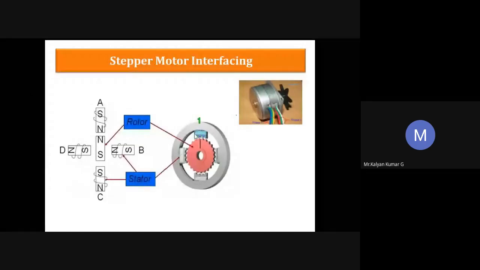The middle part we call the rotational part, which is the rotor. And stator windings are the control windings which we are talking about. They will be wound on the four poles, and they will be excited by electrical pulses.